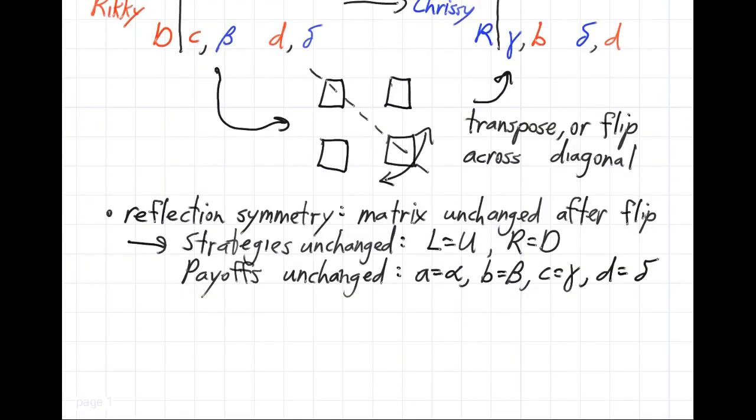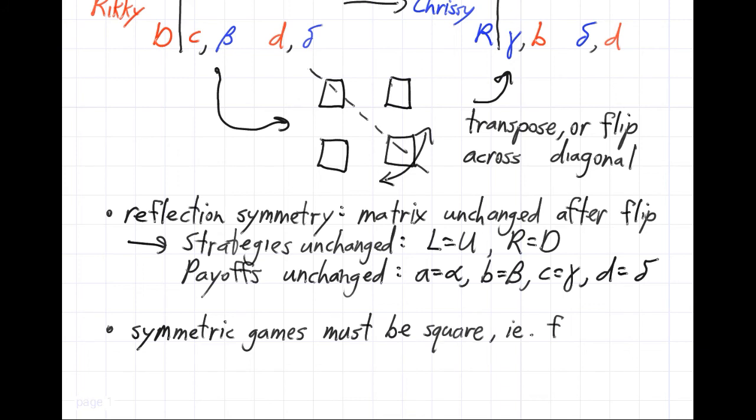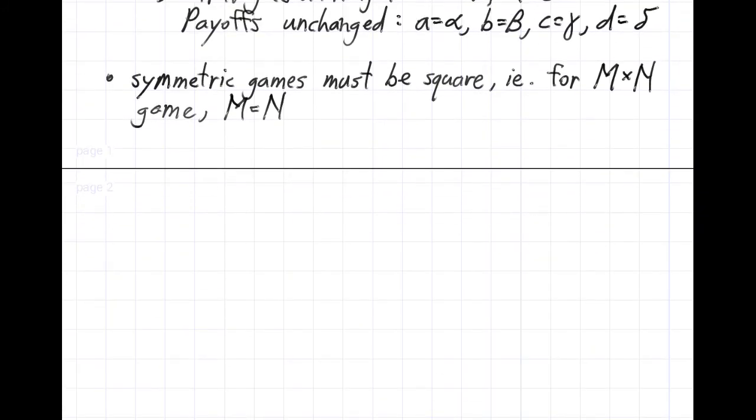So a small point here: symmetric games must have square matrices. So for a general M by N game, we must have M equal to N. In other words, we have the same number of rows as columns. Think about that. Convince yourself that it must be true. Figure out why that's true. So if we have that, then we can write our payoff matrix in a simplified way.